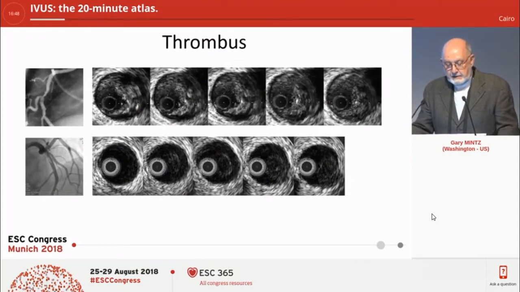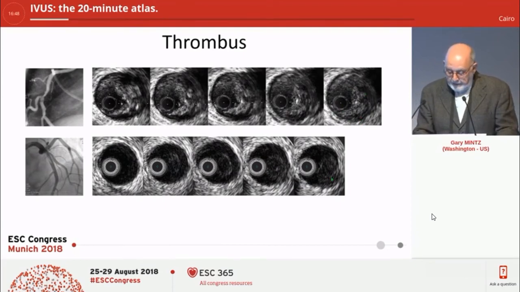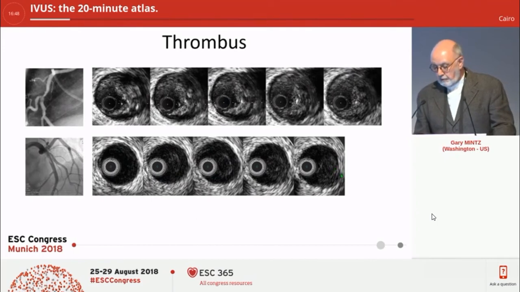IVUS is not the best technique for looking at thrombus, but sometimes you see it. For example, here's a lobulated thrombus in an atherosclerotic artery, and here's a lobulated thrombus in a non-atherosclerotic artery.